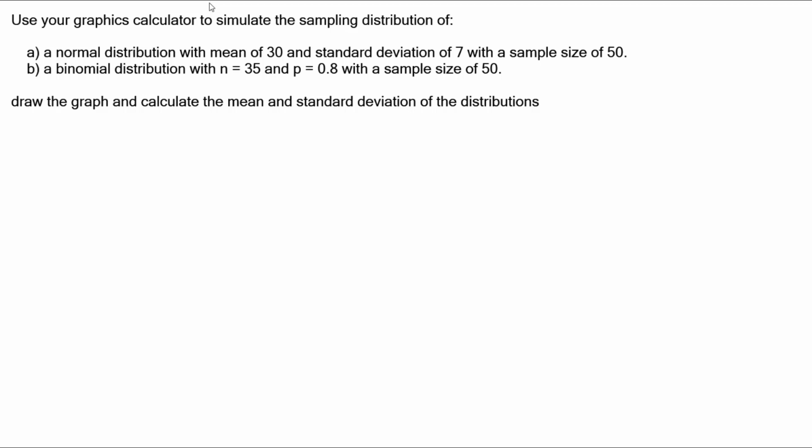Hi, in this video I'm looking at simulating a normal distribution with mean 30 and standard deviation 7 with a sample size of 50, and a binomial distribution with n trials, probability of success of 0.8 and a sample size of 50. And we're going to draw the graphs, calculate the mean and standard deviation of those distributions, and generally comment on the results. So let's have a look at bringing up our graphics calculator.